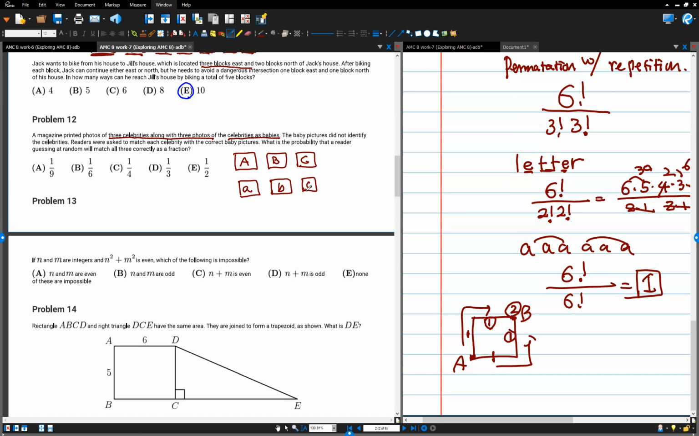Do you guys understand what the question is? Yes. All right. So the question over here: what is the probability that a reader guessing at random will match all 3 correctly, as a fraction? They're going to match this one, this one, this one. Only one way, right? Out of what? How many different ways?